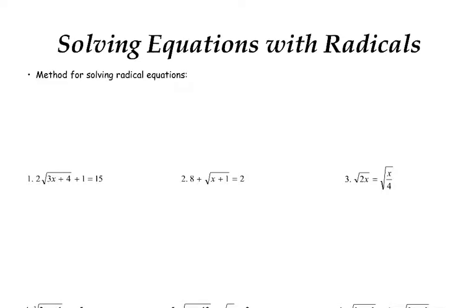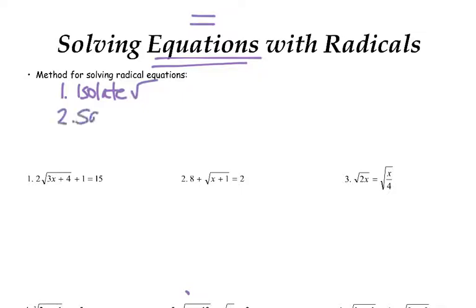Now we are going to solve equations with radicals. What do equations have that expressions don't? Right, an equal sign. And so when we solve our radical equations, the first thing we're going to do is isolate whatever the radical is. Then if it's a square root, we'll square both sides. If it's a cube root, what will we do to both sides? Right, we'll cube both sides, and then we'll solve from there.